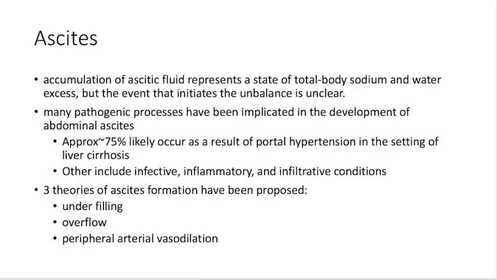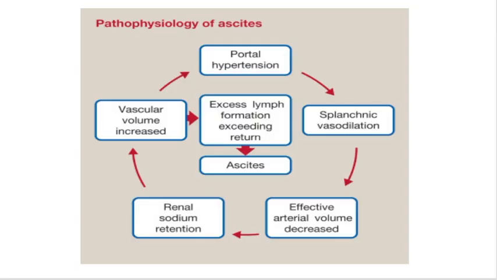Then we get ascites, which is the accumulation of fluid, and it's a state of total body sodium and water excess. The event that initiates it remains unclear, but many pathogenic processes have been implicated. There are three theories: underfilling, overflow, and then peripheral arterial vasodilation. And then here is kind of that flow chart.